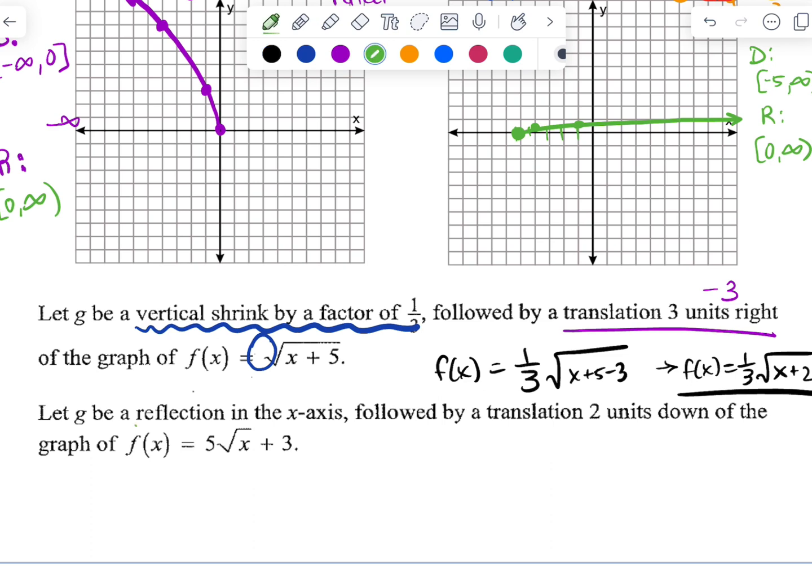All right, in this case, I'm trying to reflect in the x-axis. So that means the y values are being multiplied by a negative. And then 2 units down, so that's a -2. So I'm subtracting 2 and I'm multiplying the outside by -1. So that ends up giving me a function that's -5 square roots of x plus 1. All right? Hopefully that makes sense.